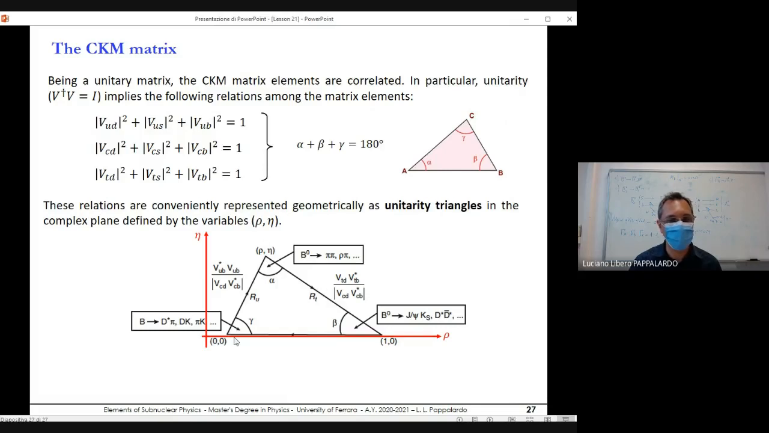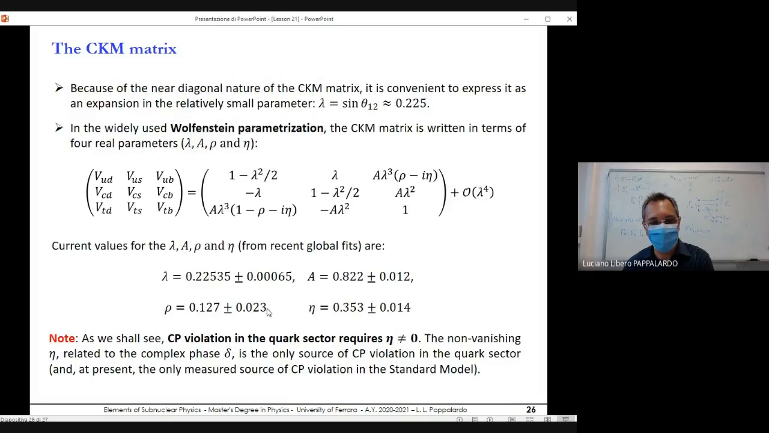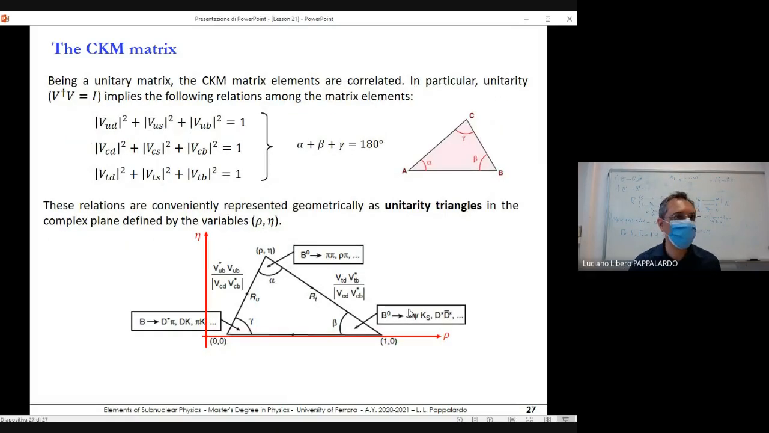This one is the one that is most used. So we are now in a complex plane where rho is a real parameter and eta, as I told you before, is a complex parameter. Okay. And so depending on the value of these rho and eta that I showed before, the shape of the triangle will be different, and so the angles of the triangle will be different, the alpha, beta, and gamma angles. These angles can be inferred experimentally by measuring different kinds of processes. You see some examples listed here, and the sides of this triangle are related to proper combinations of the CKM matrix elements.